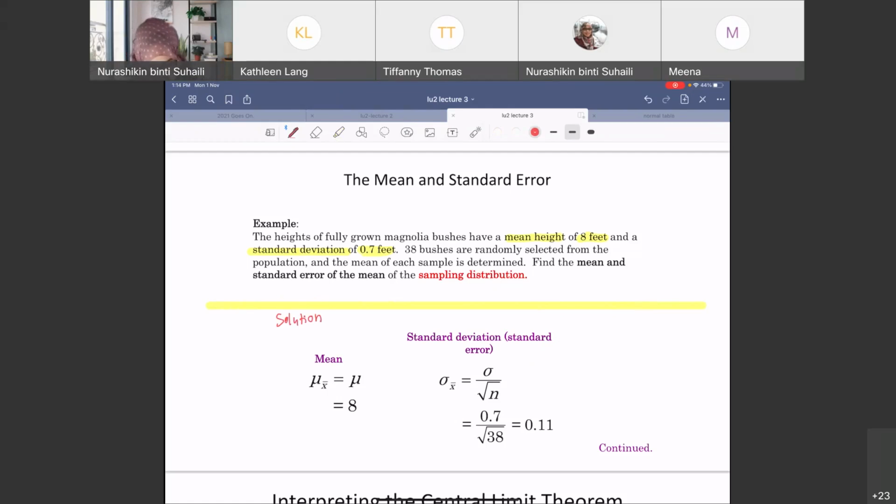The heights of fully grown magnolia bushes have a mean height of 8 feet. So it refers to the whole big area, which we can refer to as a population. This is the mean of the population, 8. And the standard deviation is 0.7. Let's say this is the population.